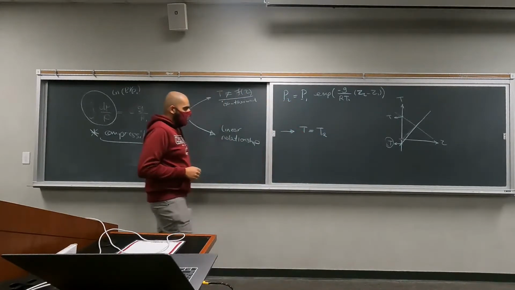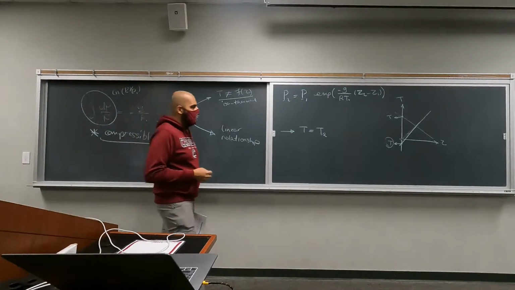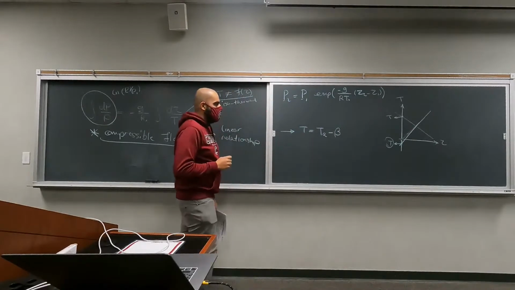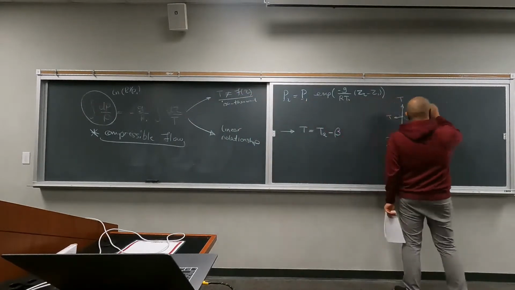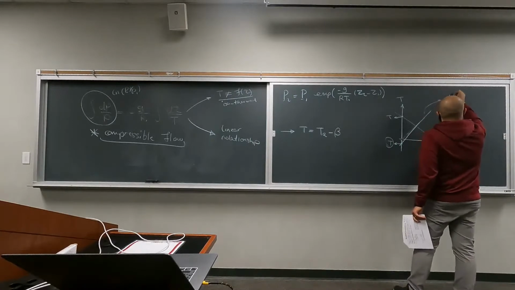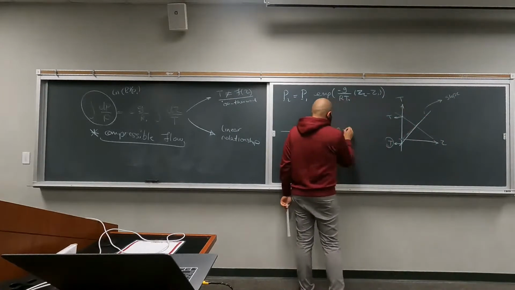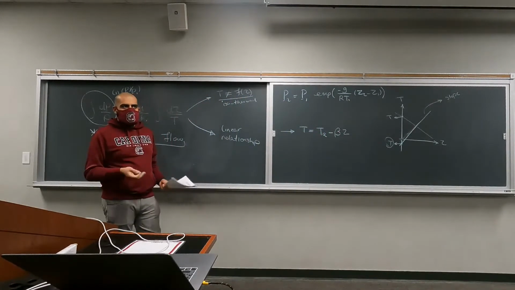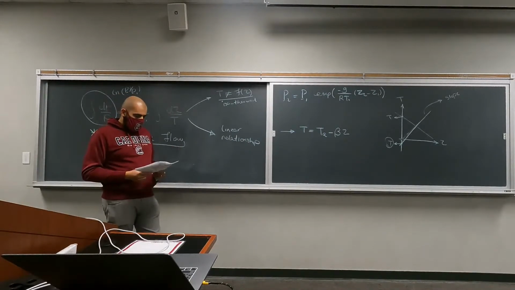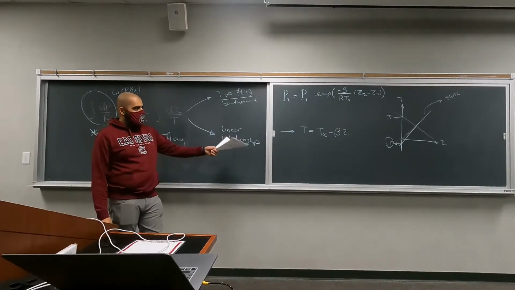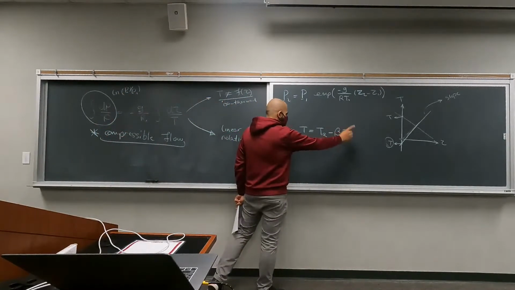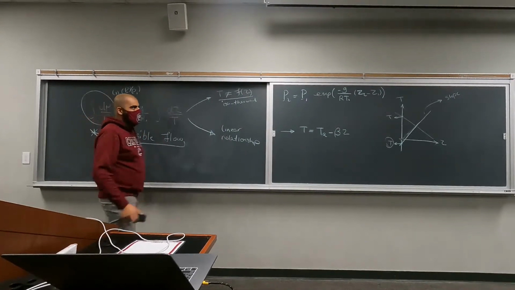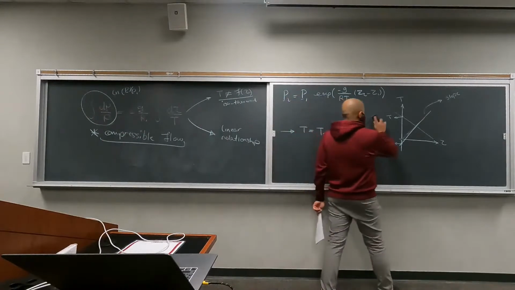We are going to call that baseline temperature T_A, and we're going to call the slope of this line beta, and then multiply by Z, which is a simple linear relationship between temperature and Z. It can actually be plus beta Z, but the convention is always to make this negative. We're going to talk about the standards here as well a little bit.